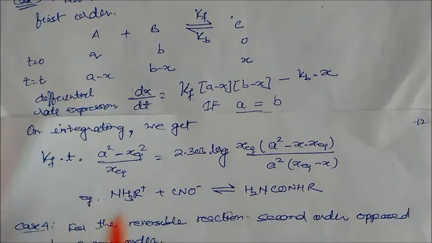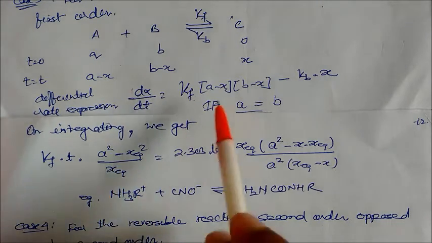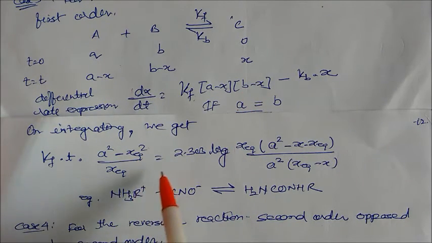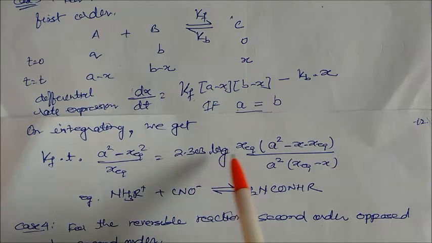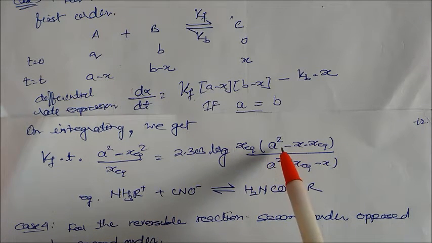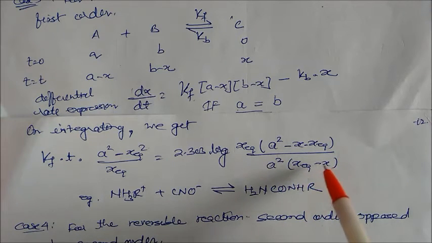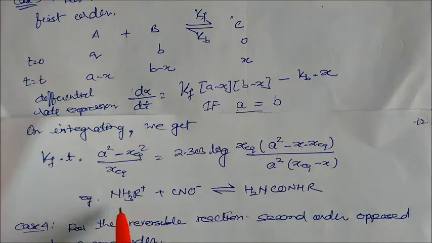I am not calculating. So you will get the equation (a square minus x equilibrium square) divided by x equilibrium. We are eliminating b and replacing b by a, so we will get this equation, and you will get 2.303 log of (x equilibrium into a square minus x into x equilibrium) divided by (a square into x equilibrium minus x). And this is an example.